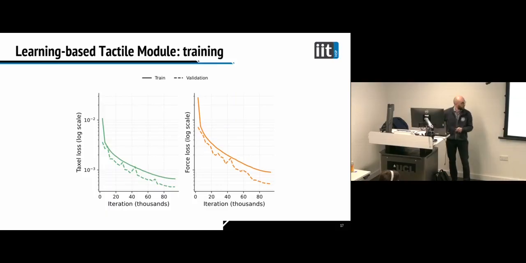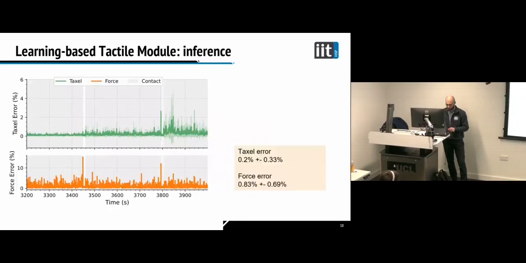Yeah, 1 second, we have some delays. Okay, and this is at inference. The neural network at inference to predict the taxels. So this is the mean of the 5 taxels, and these are the force error. As usual, we see time with contact and no contact, and we have very good performance, let's say, in this setting.